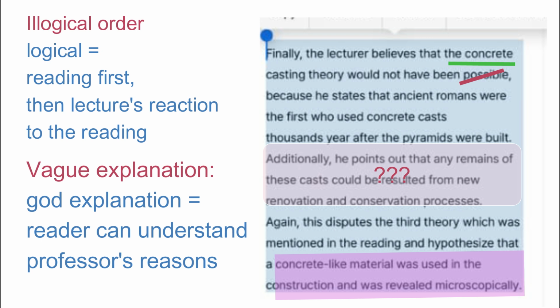A good explanation is one that helps the reader understand the professor's reasons for the refutation. The essay did not explain in full detail, leaving the reader unable to understand the argument. This is why the essay scored 3.5. The key to a high score in the integrated essay is to explain in detail the professor's argument. Think of it like you are explaining to your friend who missed the lecture.